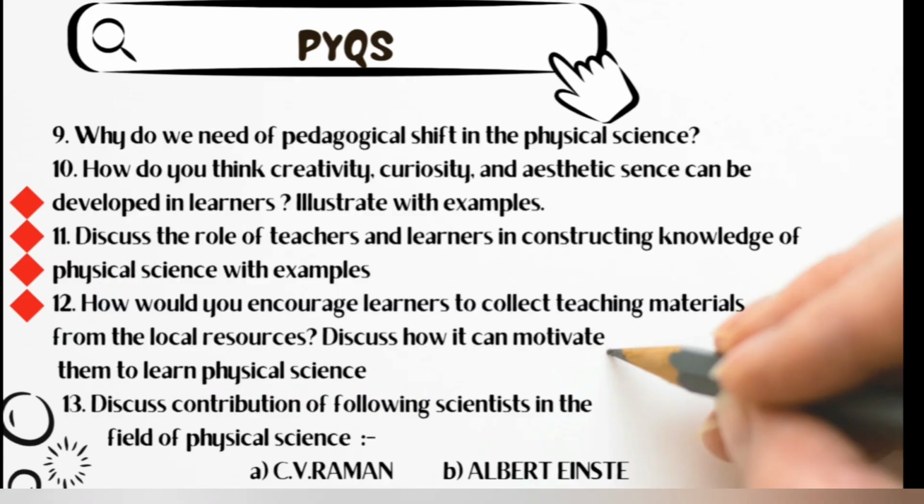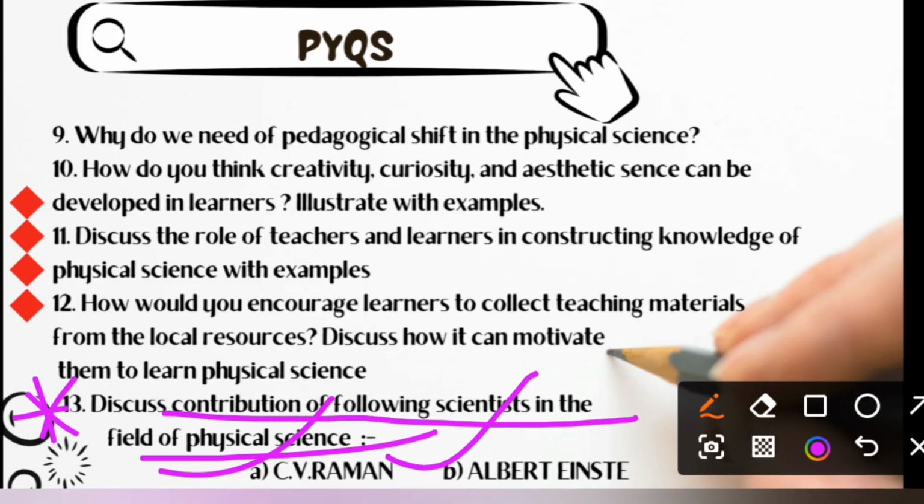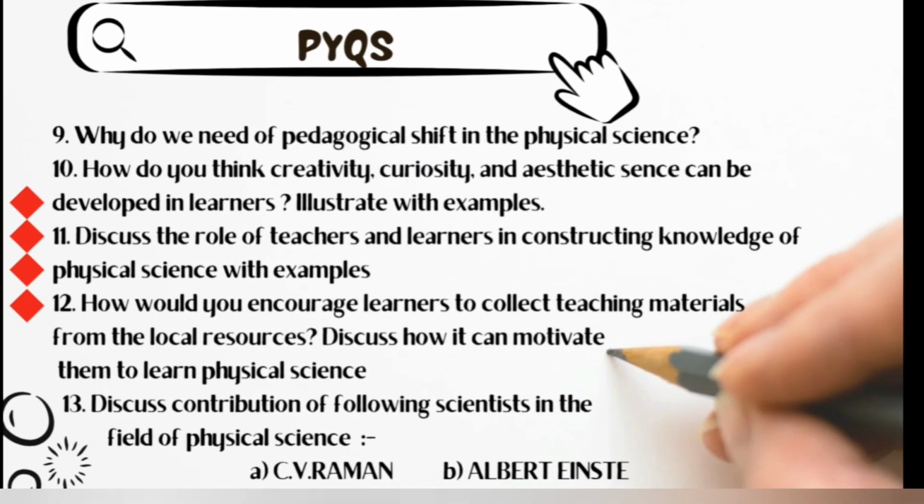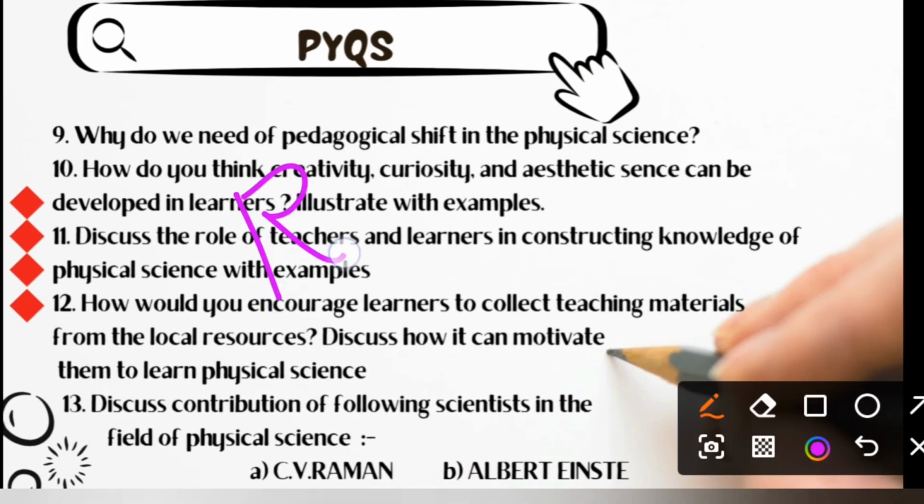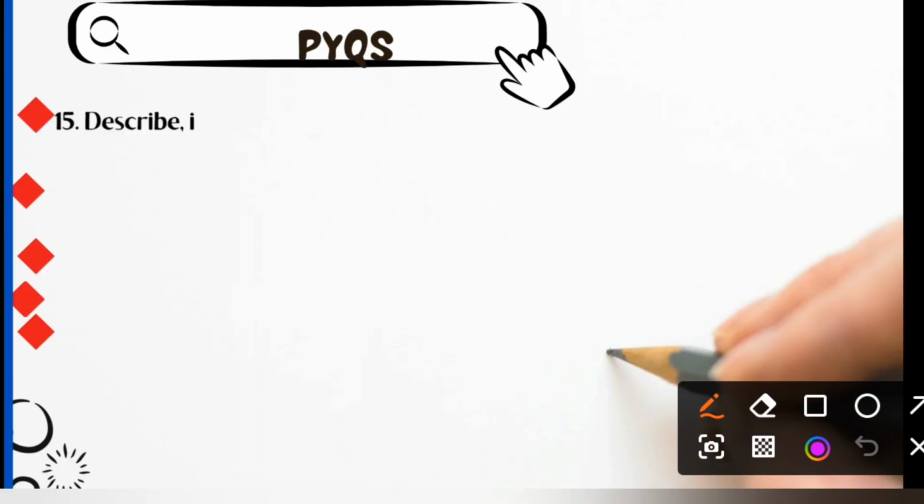Moving toward question number 13, discuss the contribution of the following scientists in the field of physical science: C.V. Raman, Albert Einstein, and you can also add more, like Isaac Newton. These three are generally asked in the paper, but if you want to add more, you can also add Bose.